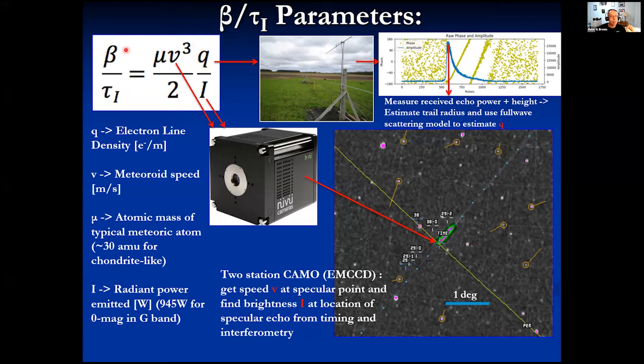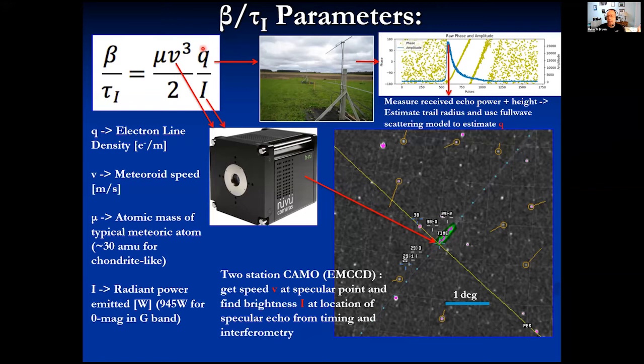But with just these measurements, we can measure uniquely the ratio of the ionization efficiency to the luminous efficiency. And that's essentially what we're doing. So we get I from our camera, we know V from our various measurement systems, we have to get electron line density. That turns out to be the more challenging part.